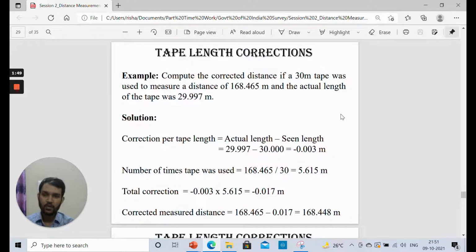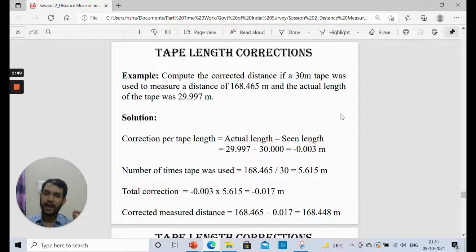So 168.465 meter is the total distance that you have measured. You need to divide this by 30. Okay, 168.465 divided by 30 will be how many times you have used this tape. It will be 5.615. Okay, this won't be in meter. This is just how many times you have used that tape. It is 5.615 times.